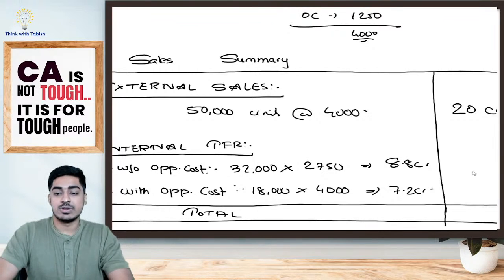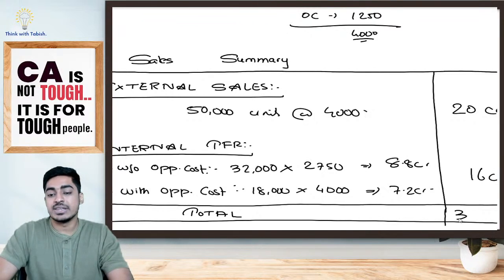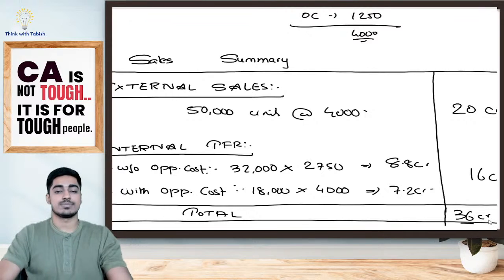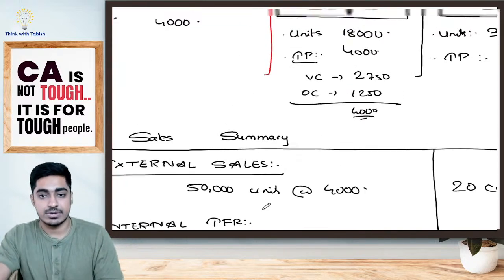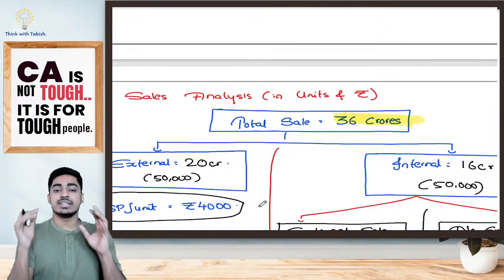So altogether it will be 16 crore. This is how I am getting an external sale of 36. Okay, this is what we have done. Here we have done it in the form of a chart, in the form of a table.